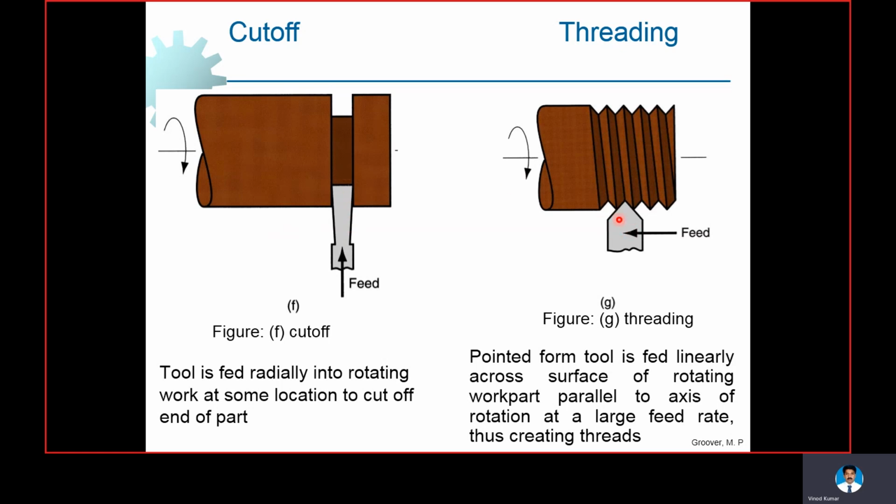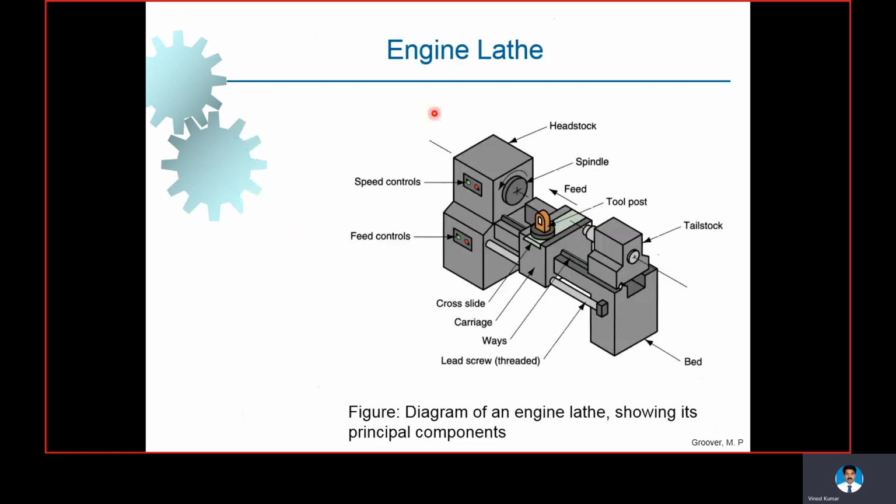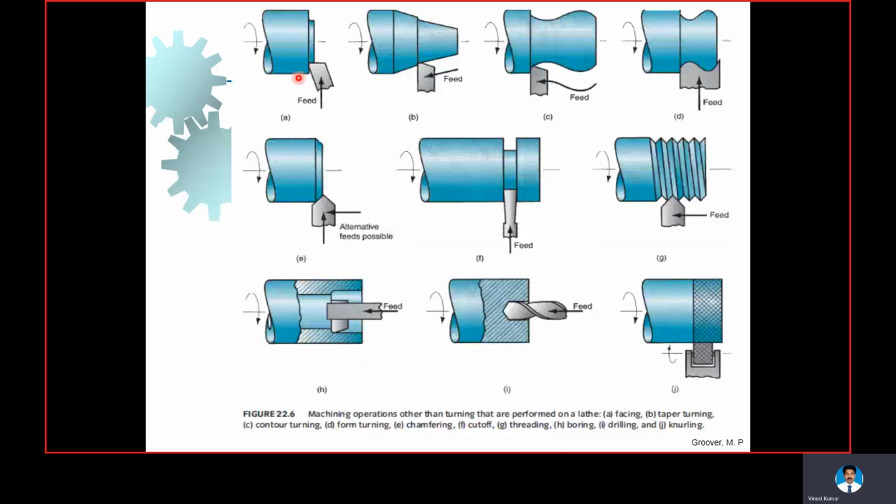Threading is a pointed form tool fed linearly across the surface of the rotating workpart, parallel to the axis of rotation, at a large feed rate, thus creating threads. So different processes are shown here. The first process is a facing process, where we remove material from the end faces.